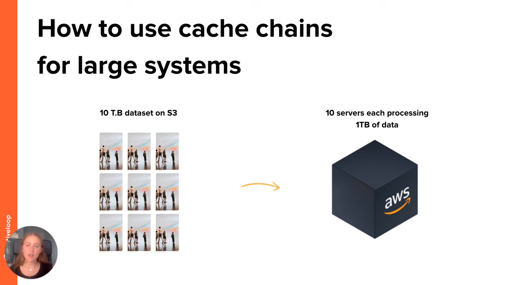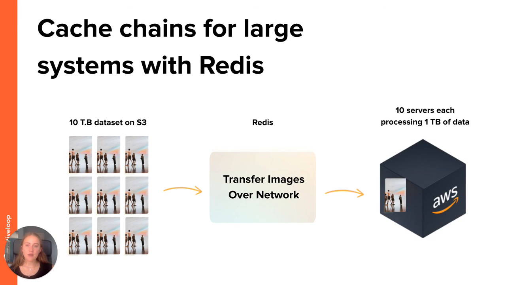For example, imagine you have a 10 terabyte dataset on S3 and you want to have 10 servers. You want each server to process about 1 terabyte of data. So you can try to read this data directly from S3, and you should be able to do that. But the S3 also has some limits, so maybe you want to create something in between. So you can use Redis for a cache chain, and Redis is a shared storage provider for all the servers.